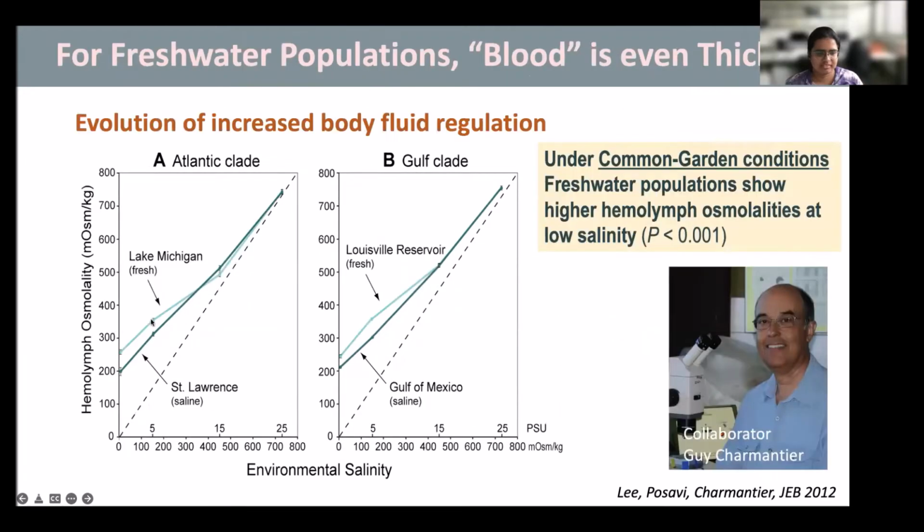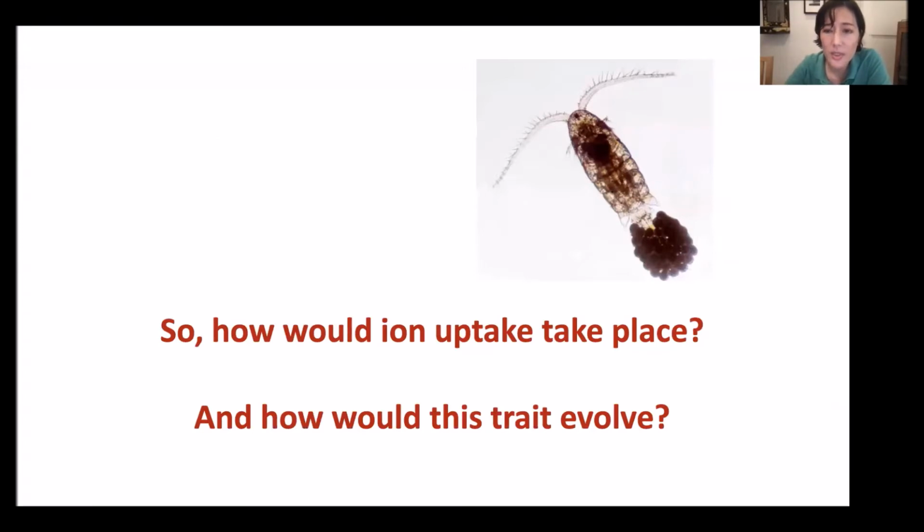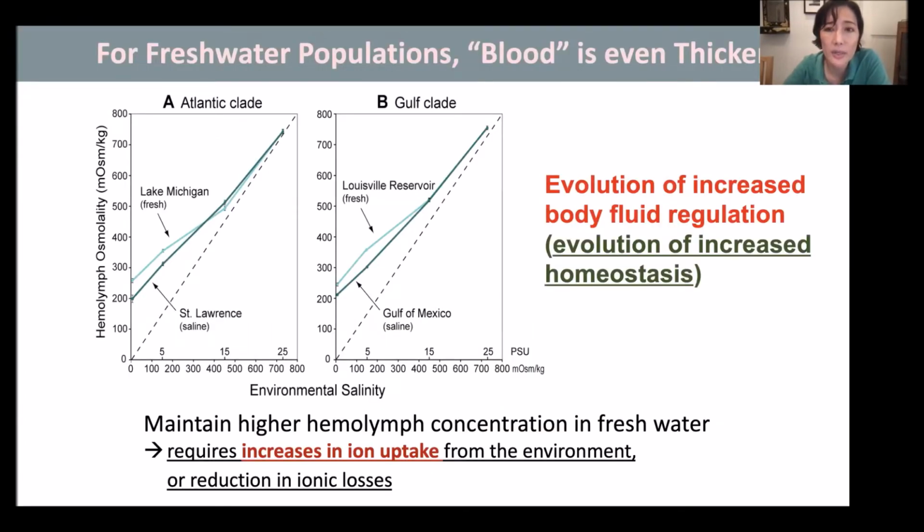Well, the freshwater derived population shows significant increases, evolution of significantly higher hemolymph osmolality relative to their saltwater ancestor, creating a much steeper concentration gradient with the environment. So what this means is we see an evolution of increased body fluid regulation or increased homeostasis, or the evolution of increased constancy, where this line is getting flatter relative to the environment. So this would be incredibly expensive.